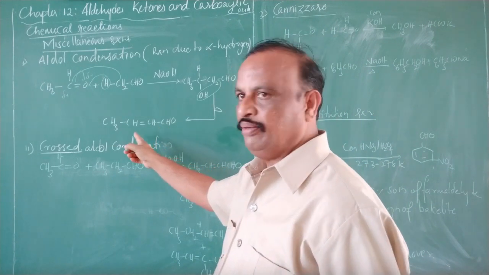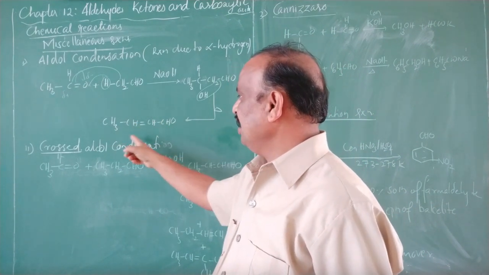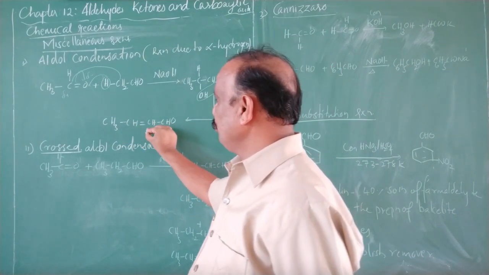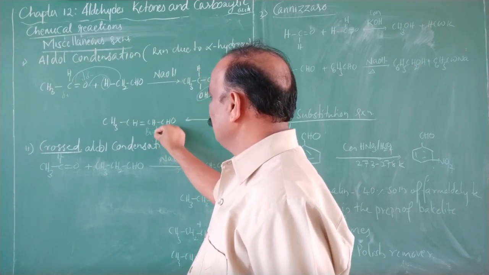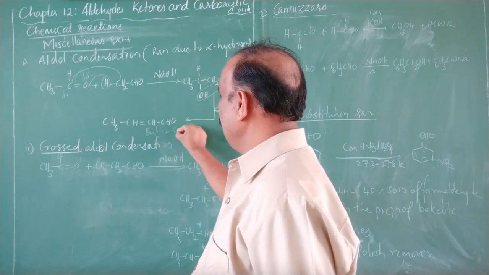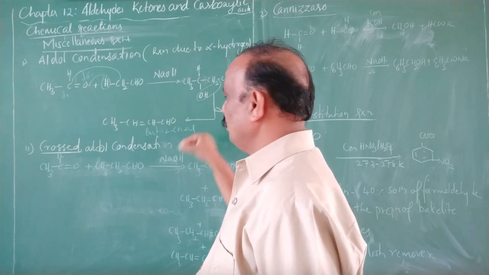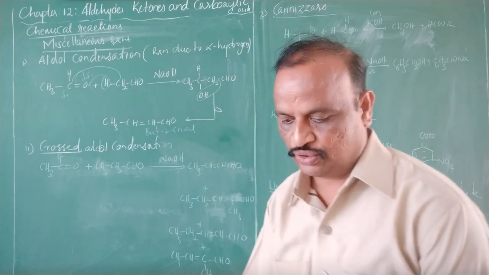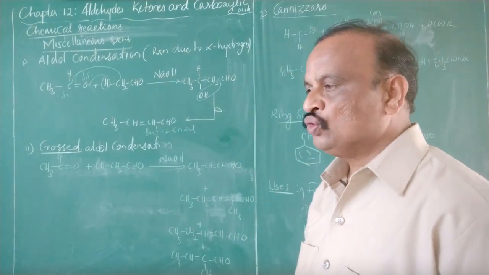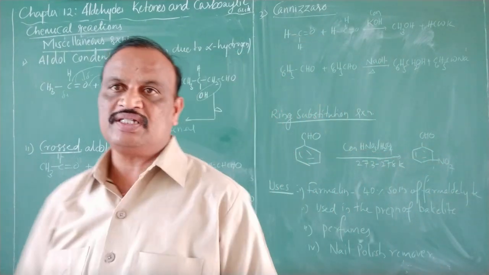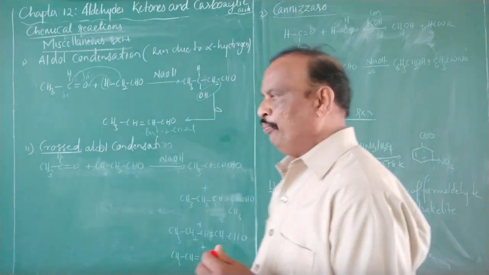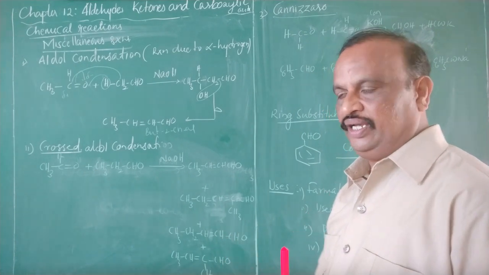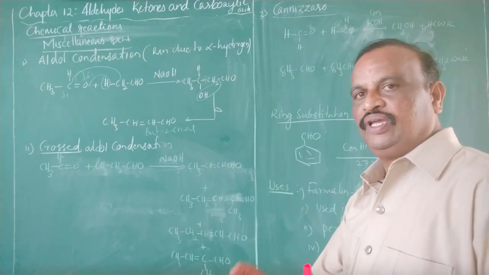So I hope we will be in a position to name it. It's an aldehyde, but-2-en-1-al. That's how it is. This aldol condensation can also take place between 2 different aldehydes, or one aldehyde and one ketone also.